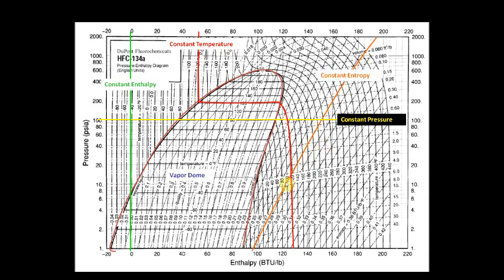Then we have constant entropy, which runs from the bottom left to the upper right. So where your constant entropy would intersect your state, you could follow that constant entropy line to the next state, and that would give you then your enthalpy at the second state. And finally, we have constant specific volume, which runs along the bottom.